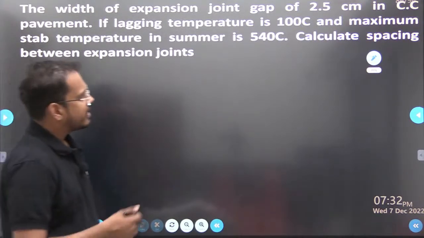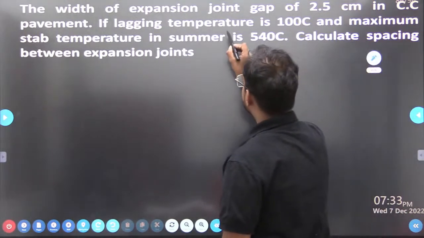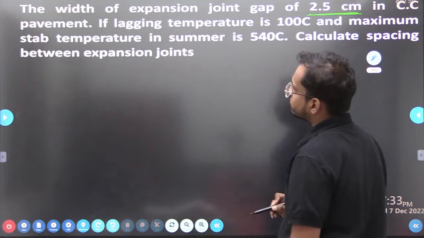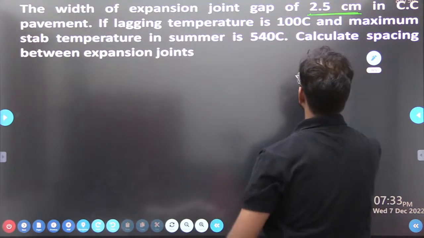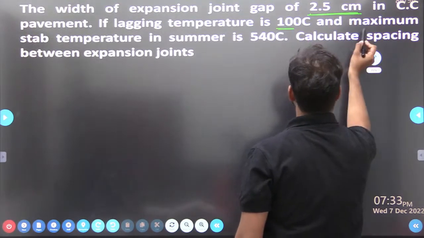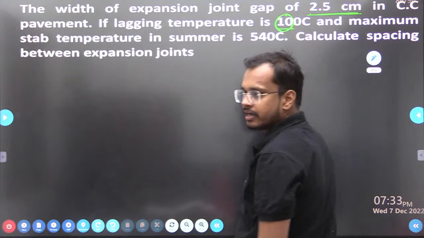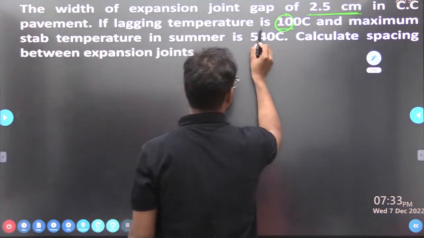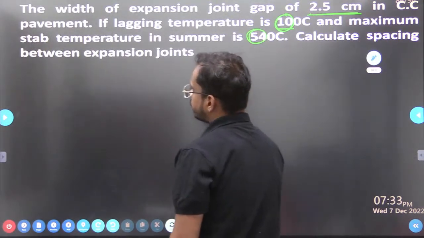Now the next problem, and this problem is very interesting. The width of expansion joint is 2.5 centimeter for CC pavement. If the lagging temperature is 10 degrees Celsius and the maximum temperature in summer season is 54 degrees Celsius, calculate the spacing between expansion joints.